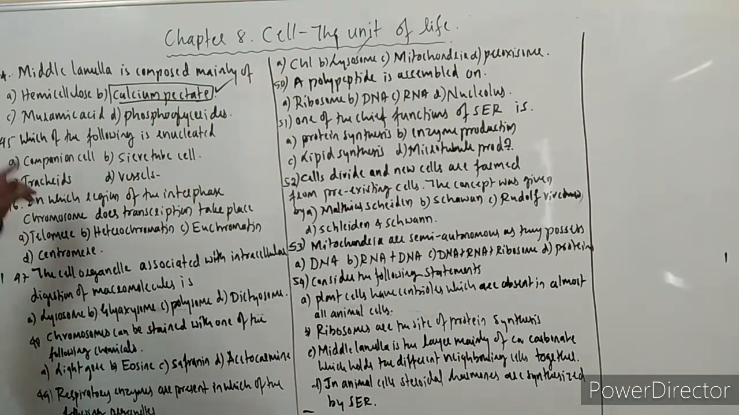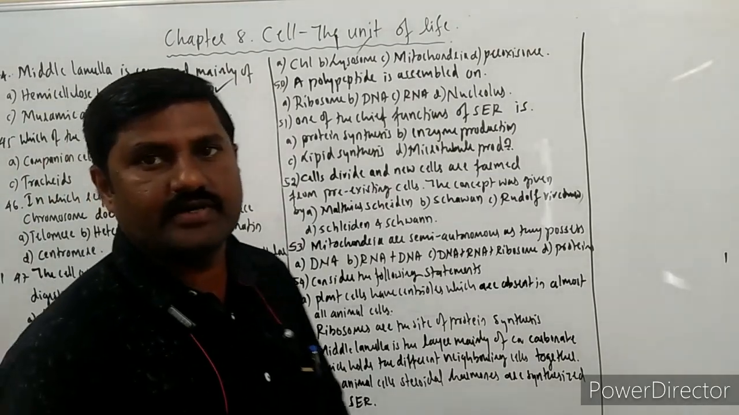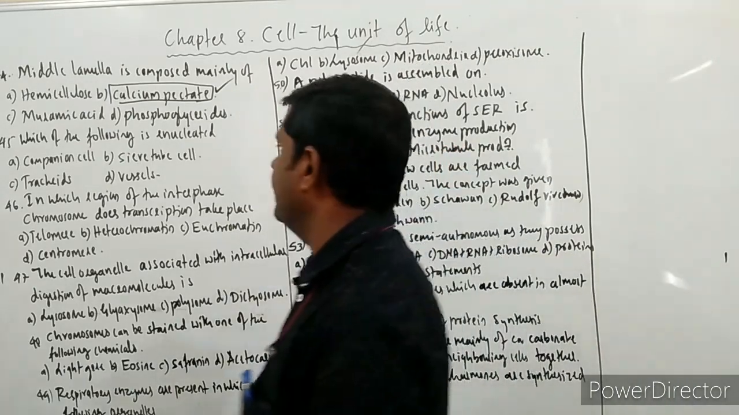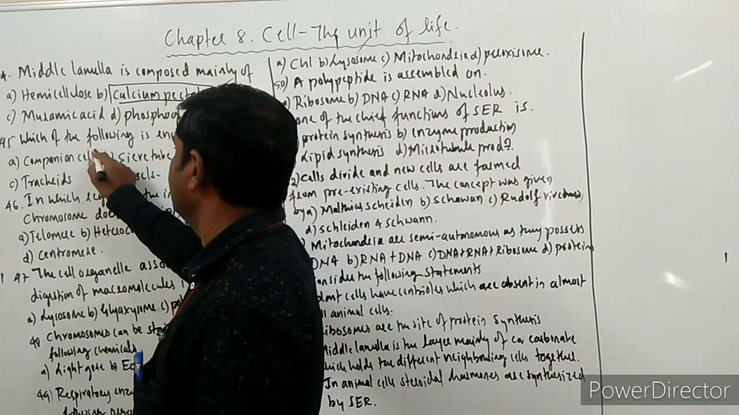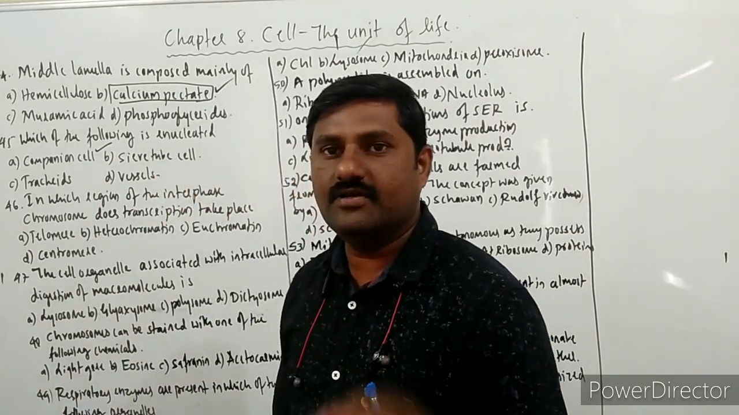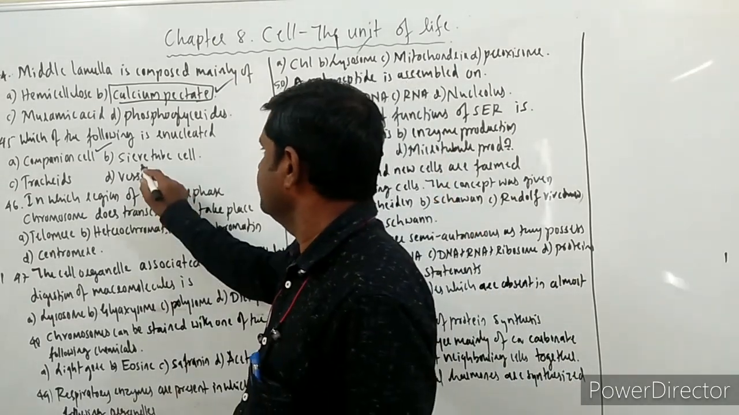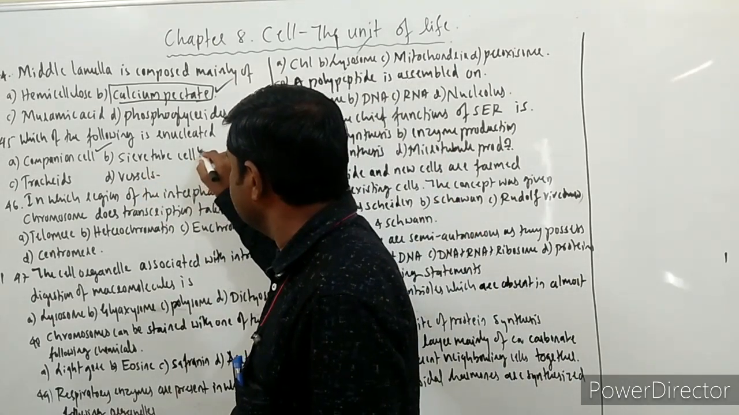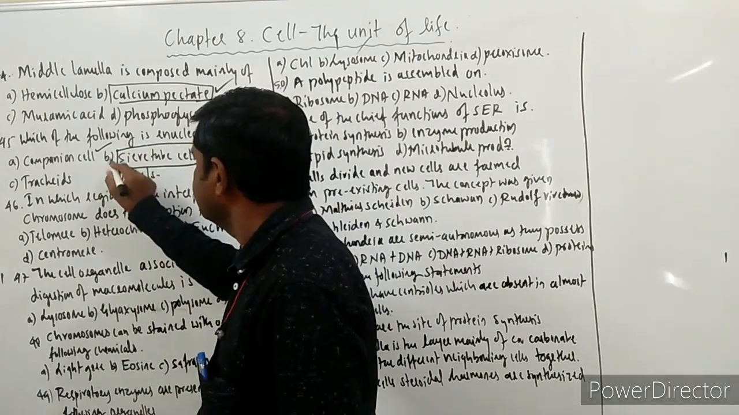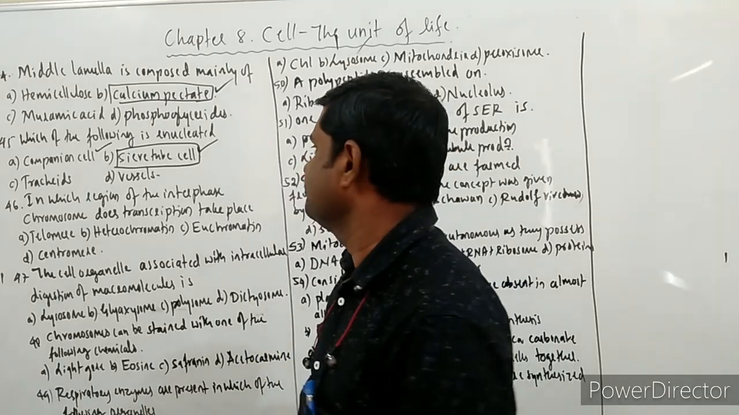And the next question. Which of the following is an enucleated cell? Enucleated in the sense that there is no nucleus at all in this cell. So companion cell, of course, it is one of the cells of phloem tissue, right? So it has its own nucleus. Sieve tube cell. So this is the enucleated cell in the plants, right? So that is the sieve tube cell. So it is an enucleated cell, right?